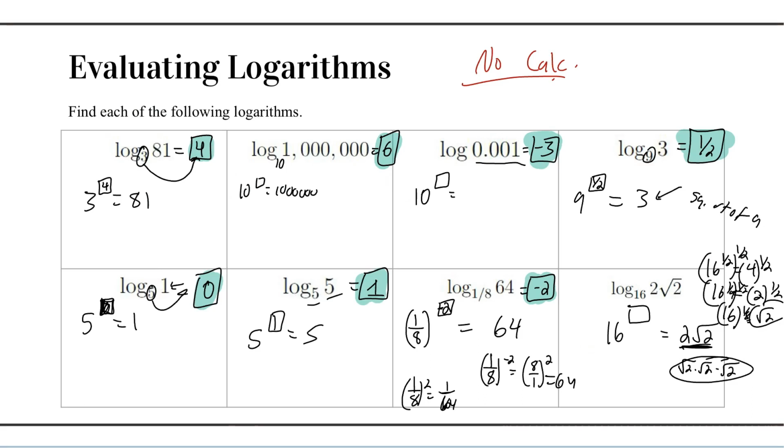And so since the square root of 2 is the same thing as 16 to the 1/8, then this right here is actually the same thing as 16 to the 3/8. And that would, of course, be the value of the logarithm. So in this case right here, it has to be 3/8.